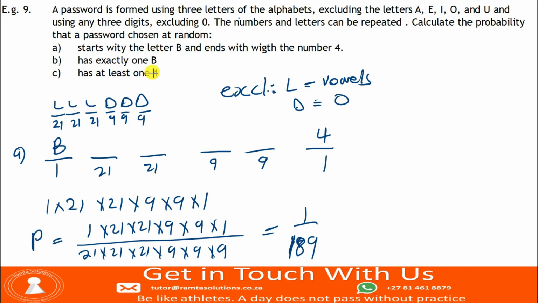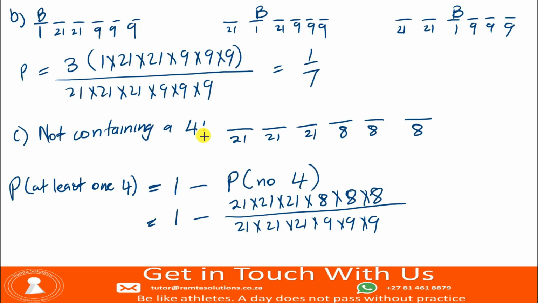Now, this question C further says contain at least one 4. Here I'm saying if you're not containing 4, that means this code has one number less. From 9, it's now 8. So let's get the probability: 1 minus 21 cubed times 8 cubed all over 21 cubed multiplied by 9 cubed.